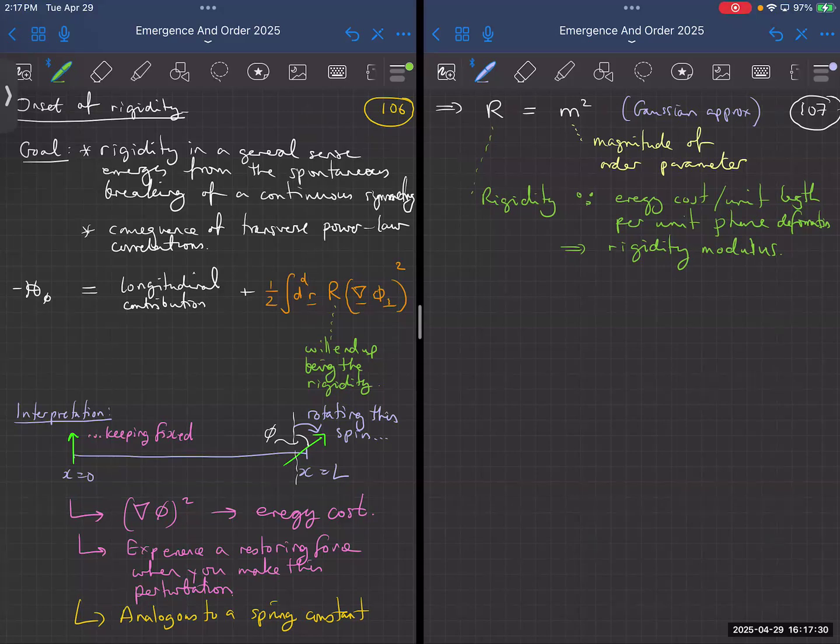So what you can see is that if m is equal to 0, in other words, you're above the critical temperature, that implies that there's no rigidity. And if m is non-zero, i.e. T is less than Tc, then that implies that there does exist rigidity. And this rigidity comes from the transverse part.